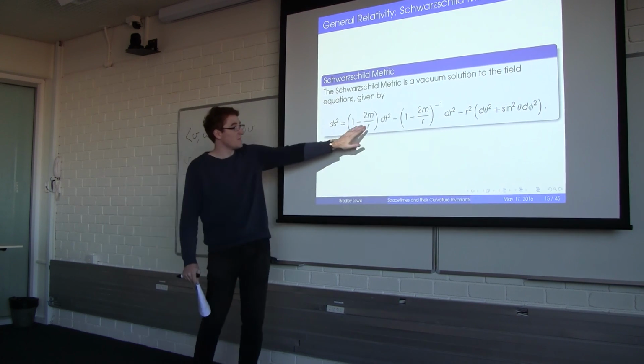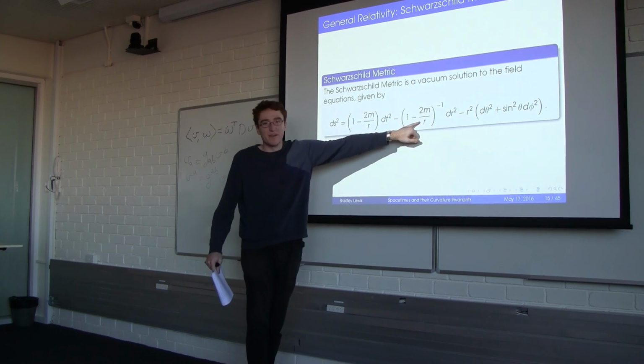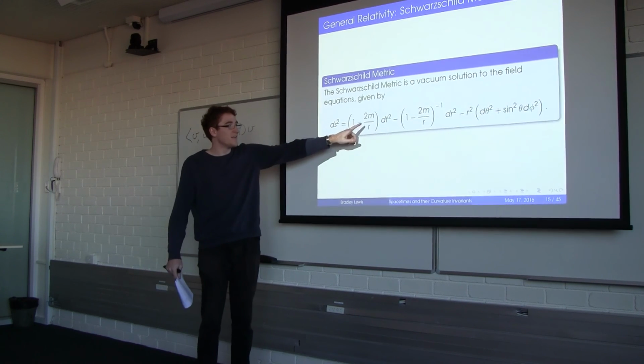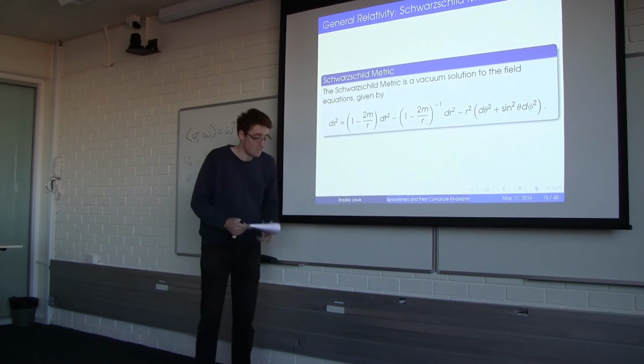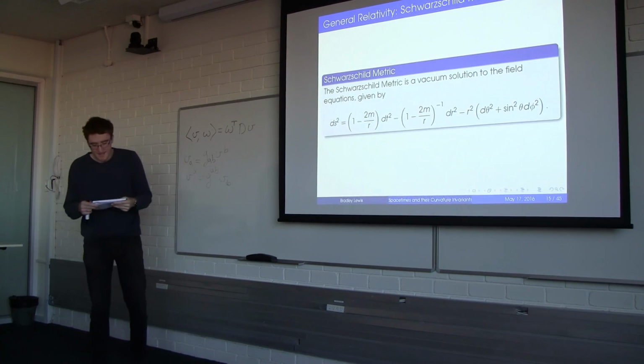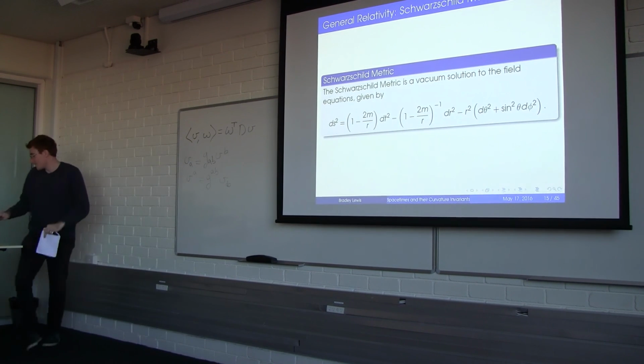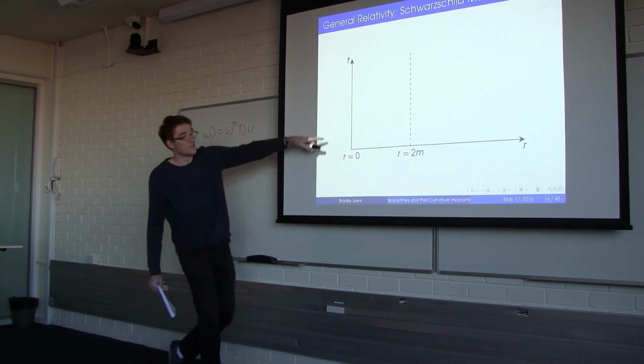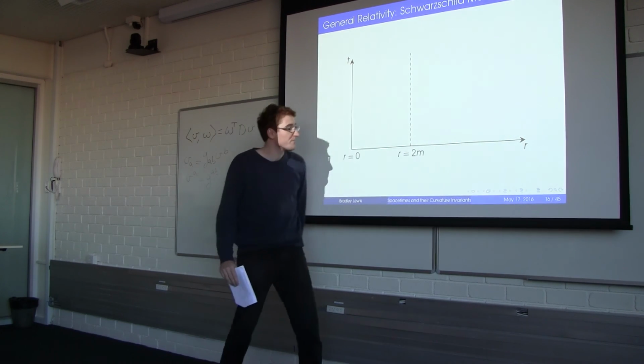Now, we also have these two other points. Here you see if you put r equals 2m, you divide by 0. And here if you put r is equal to 0, you divide by 0. And so now we're going to try and investigate the exact nature of these points. So we draw up a quick little diagram. Here is your time coordinate, here is your radial coordinate.